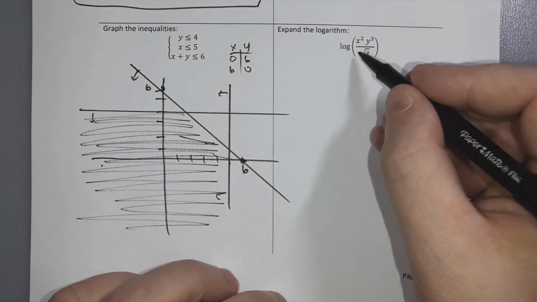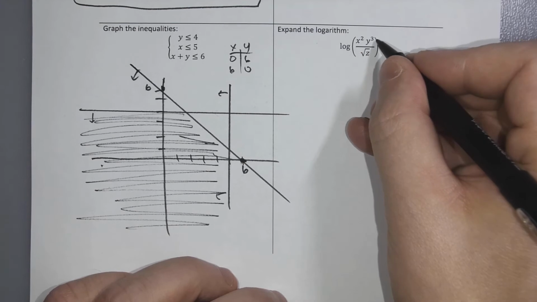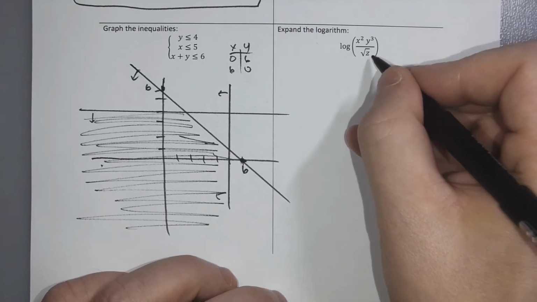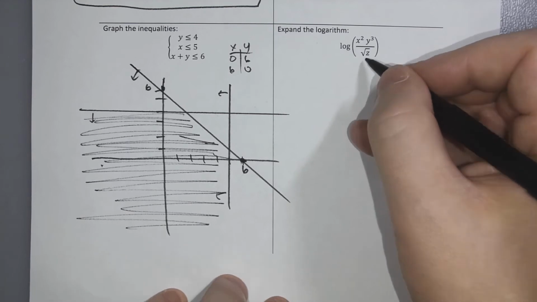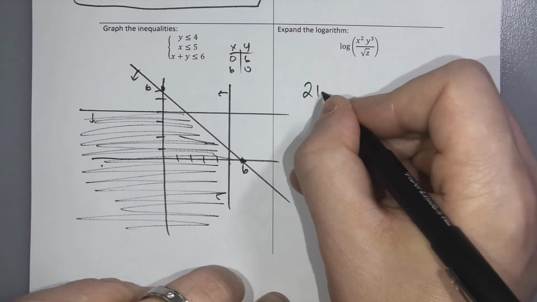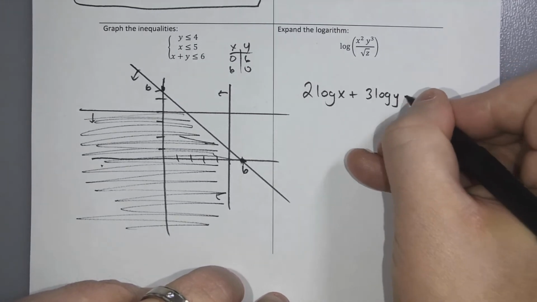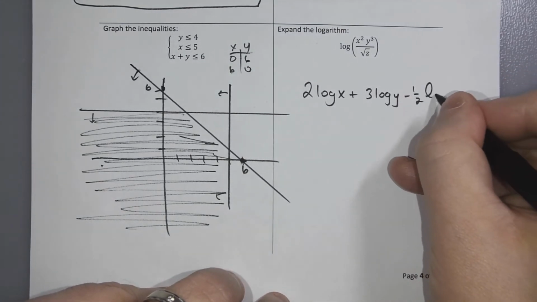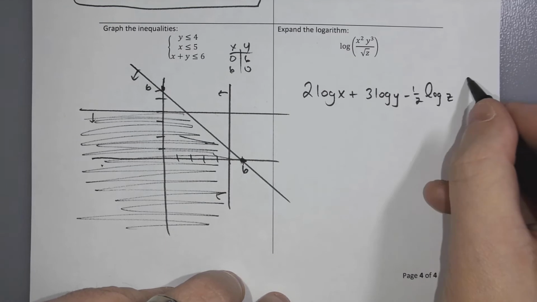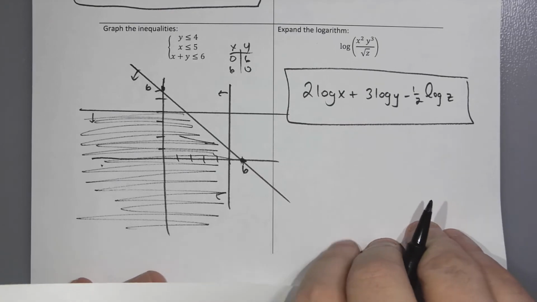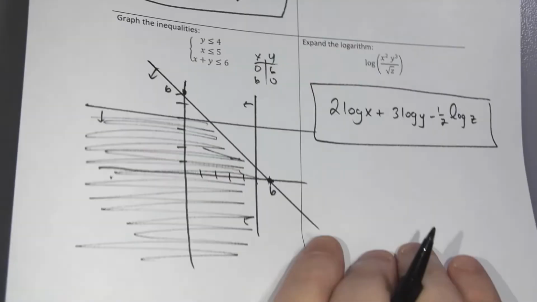Expanding a logarithm, let's see, this logarithm, exponents come out in front, and the products become addition, and the division becomes subtraction. So this would be 2 log x plus 3 log y minus half log z. And then, last one is the fun one. So let's bring it down and do it.